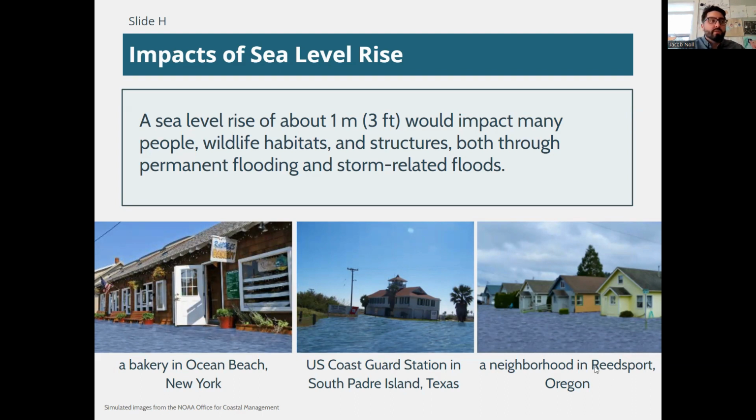So just take a few moments and look at that. We have a bakery in Ocean Beach, New York. We have a U.S. Coast Guard station in Texas, as well as a neighborhood where people live every day in Reedsport, Oregon. Maybe add a couple notes in your notebook as well.